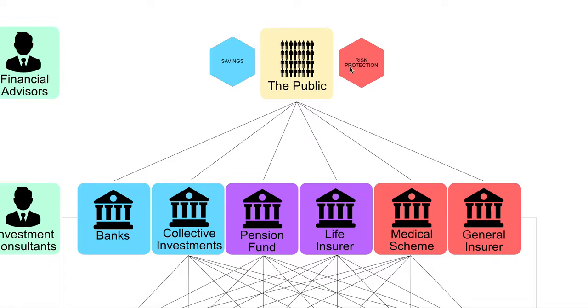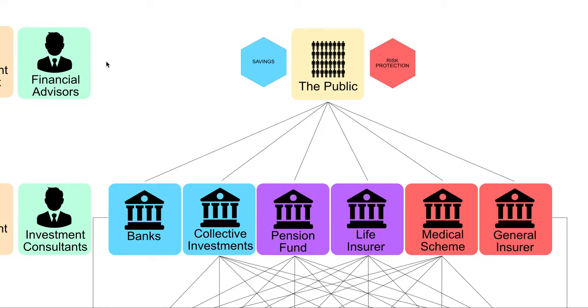But what happens is the public will go to someone like a financial advisor who will then point them in the right direction for which institution they should give their money to. Like I said, general insurer, you give them money. If you crash your car, they give you money back. Medical aid scheme, you give them money, you get sick, they give you money back. Life insurer, you give them money, you die, and they give you money back. Pension fund, you give them money, and then when you get old, they give you money back. And I think banks and collective investments kind of speak for themselves.